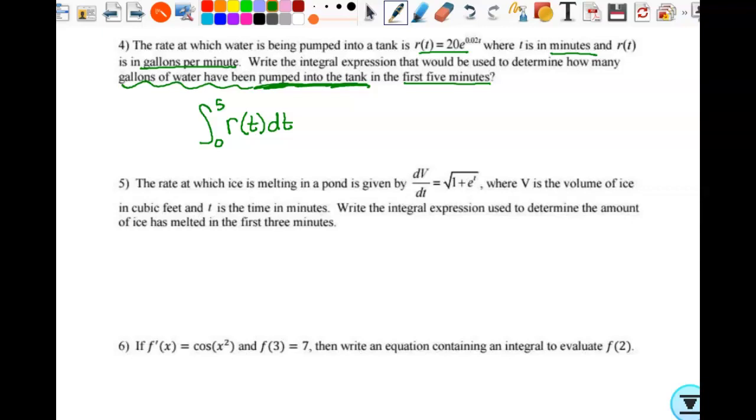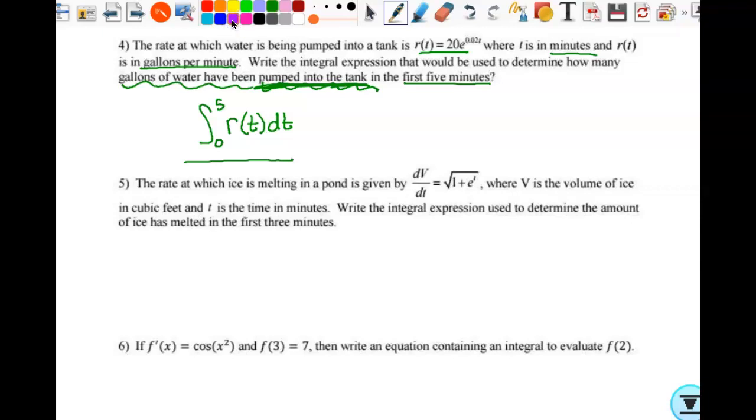If it had said how much water is in the tank at t equals 5, that would be a whole different story. Okay? The fact that it said pumped into the tank, that's the amount of accumulation, that's the amount of change, that's why it's just the integral. Okay? We good with that? All right. Let's look at number 5.